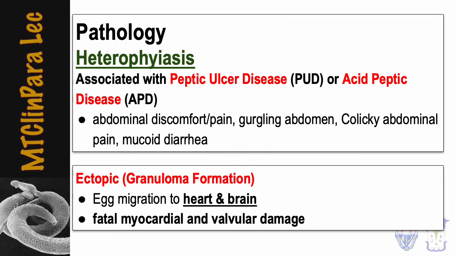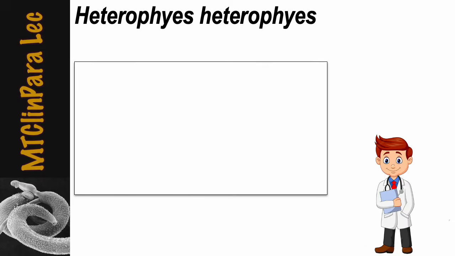There would be granuloma formation around the heart and brain. This is where the egg is accidentally transported from the intestine to other parts of the body, specifically the heart and the brain. This causes fatal myocardial infarction and valvular damage.